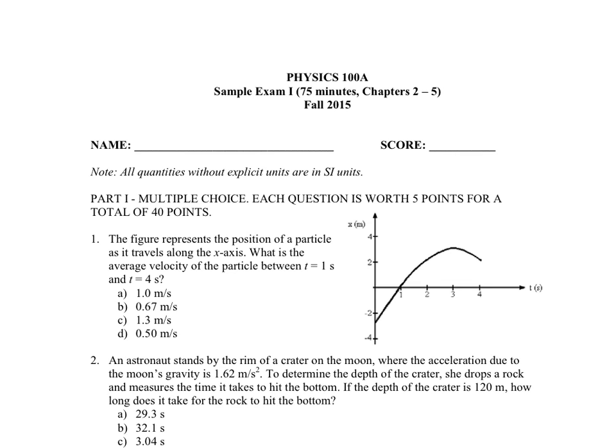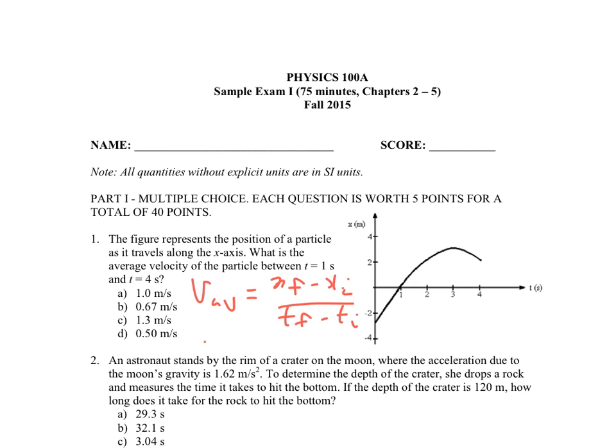Okay, let's get started. Number one, the figure represents the position of a particle as it travels along the x-axis. What is the average velocity between t equal to 1 and t equal to 4? Now, you just have to use the definition of average velocity: v average is x final minus x initial over t final minus t initial.